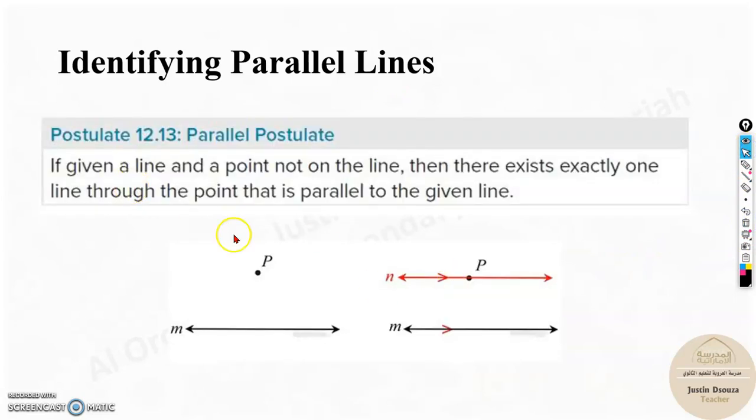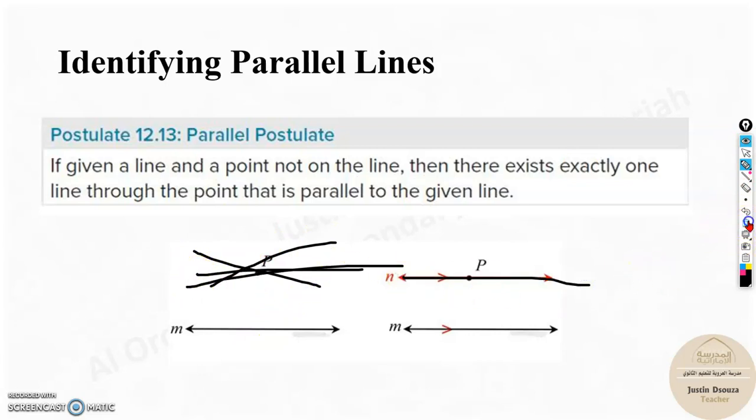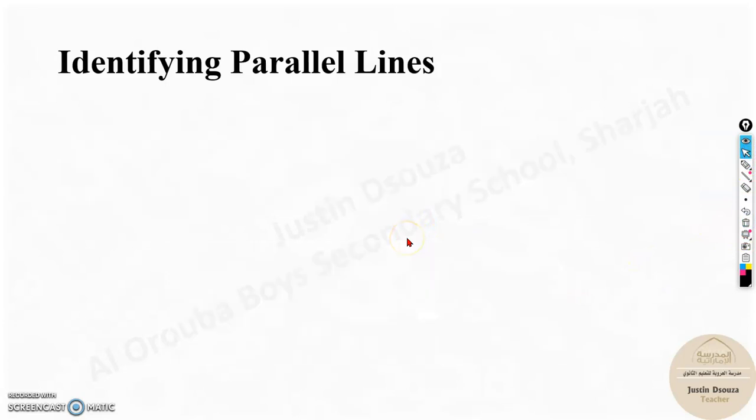Let's look at this as well. Parallel postulate. This is just a postulate, it's not a converse over here. If a given line has a point not on the line, you can see this is a line and a point which is separate, then there exists exactly one line through the point which is parallel. You can draw only one line which is exactly parallel. All the other lines, if you draw like this, they are not parallel exactly. Only one will be exactly parallel.